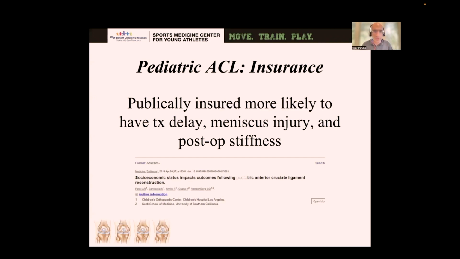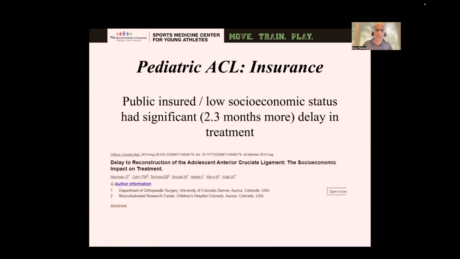This is a study that was done down in LA, and they found that publicly insured patients were more likely to have treatment delays, have meniscus injuries, and have postoperative stiffness. This is another study that was done at Children's Hospital in Colorado. They also looked at pediatric ACL patients, and they found in terms of looking at insurance status, publicly insured patients or patients from lower socioeconomic statuses had significant, almost 2.3 months more delay in treatment.